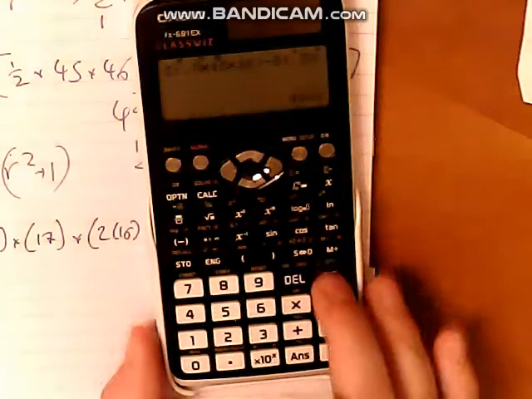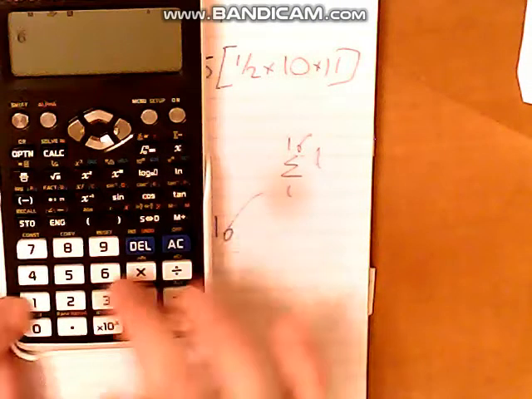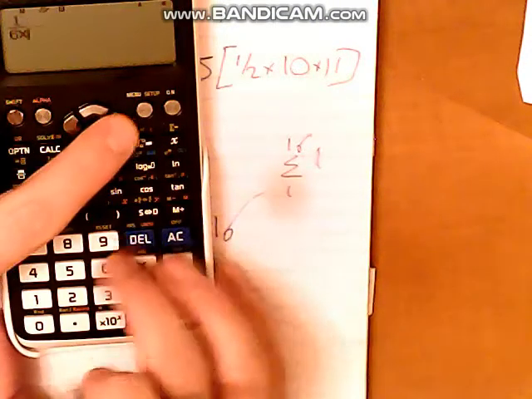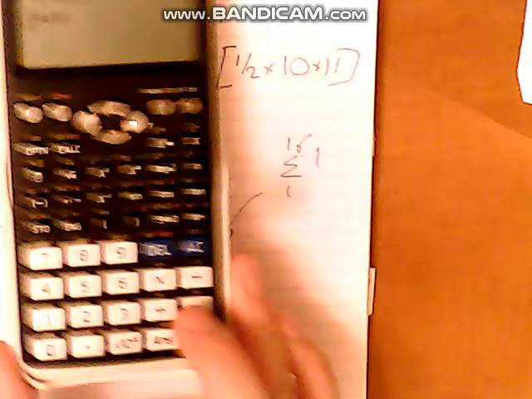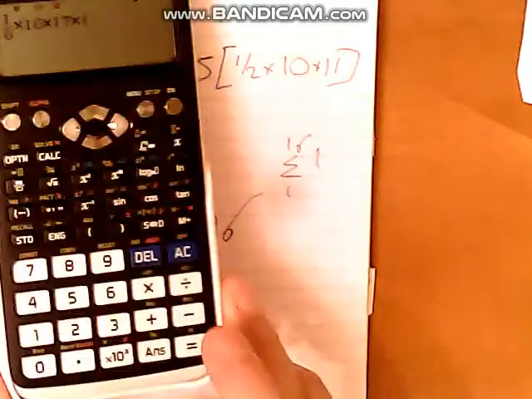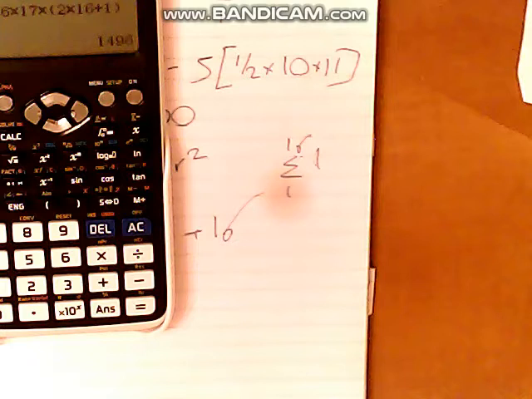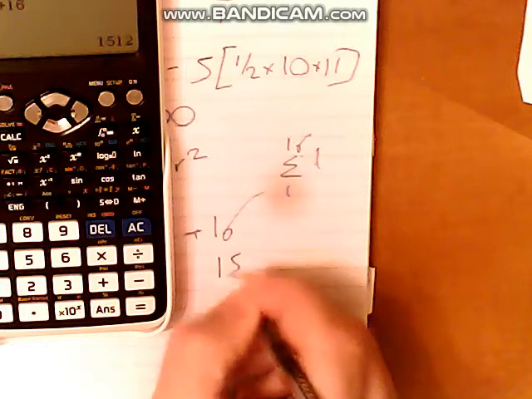Again, substitute it into your calculator. So 1/6 times 16 times 17 times the bracket 2 times 16 plus 1, that gives 1496, and then you realise you've got to add 16, so plus 16, which is 1512.